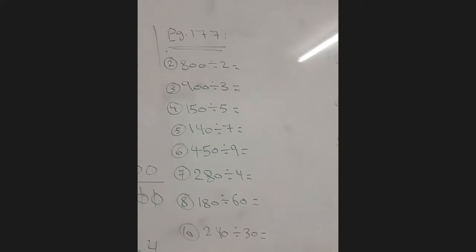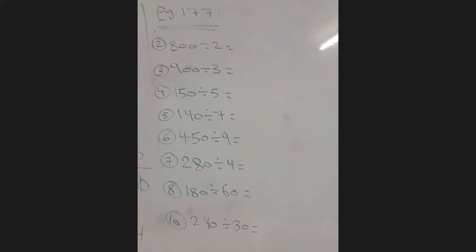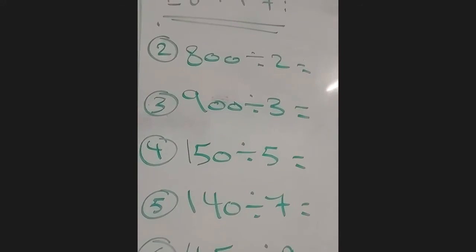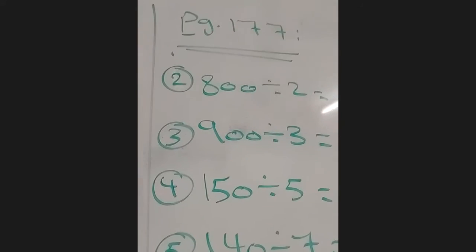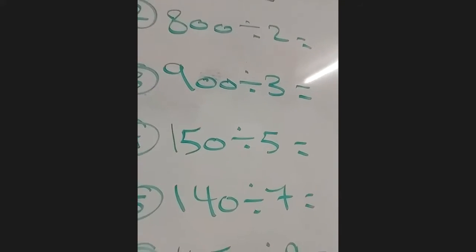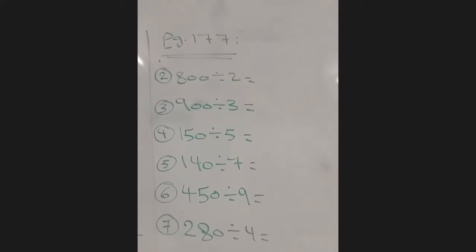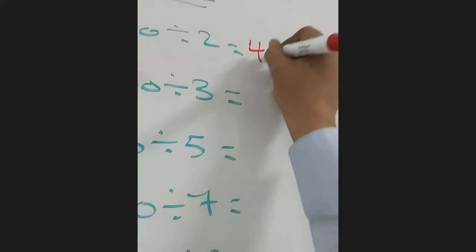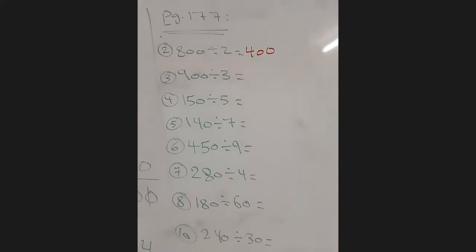Okay, guys, let's start solving page 177. If you did it, just check your answers with us. Don't leave mistakes. Omar Adnan, yell. 500 divided by 5 equals 100. Mister, we are on page 177, question 2. Divide mentally. 800 divided by 2 equals 400. Mumtaz. Check, guys. 400. Question 3. Ahmed Dawood.